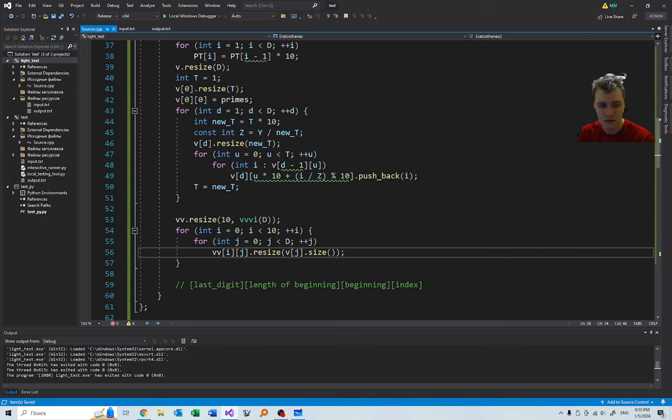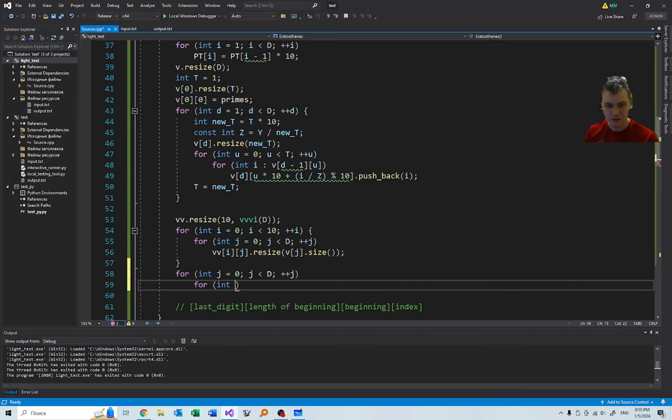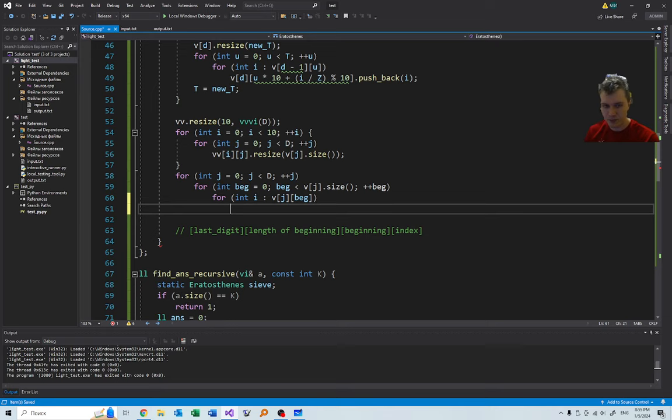Great. So now I need to iterate over all numbers. Then I iterate over all numbers in VJ and I simply put it into VV, i%10 J pushback. Nice.